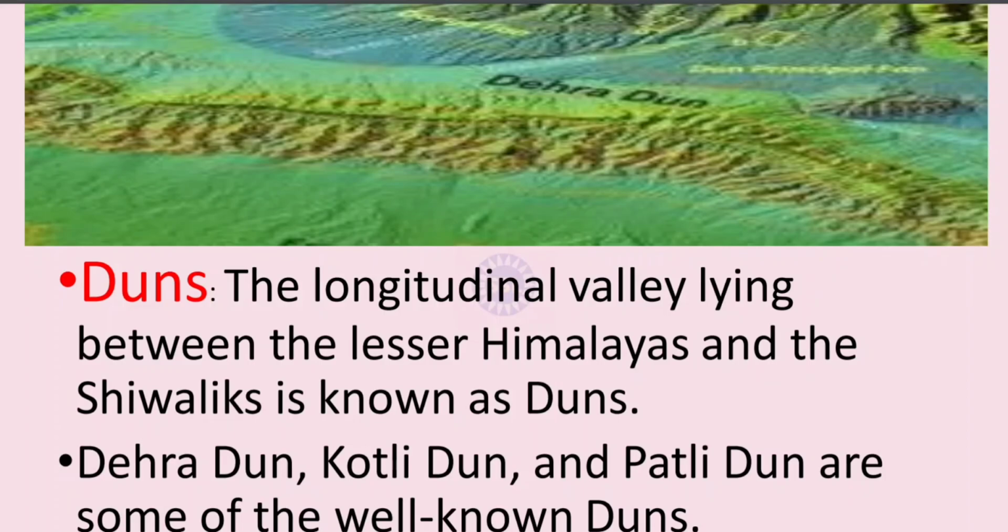Between Himachal and Sivaliks, there are dunes, valleys. The valleys are called dunes. The longitudinal valley lying between the Lesser Himalayas and the Sivaliks is known as dunes. Some examples: Dehradun, Kotli Dun, Patli Dun.